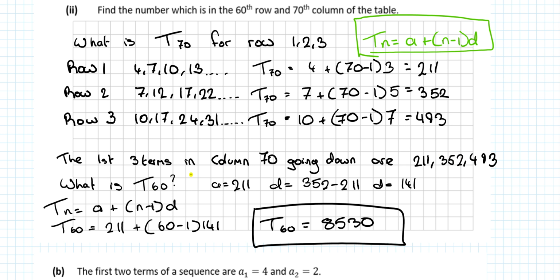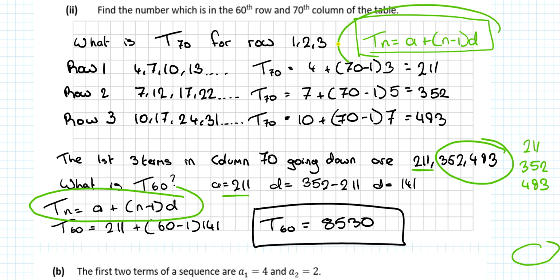What is the 60th term? So again, this is like going downwards, 211, 352, 493, and then I want the 60th term of that. So it's again very similar. I need to find the first term, which would be 211. The common difference between these two will be the same as the common difference between these two. It's worth checking. It's 141. And then I'm using Tn is equal to, as I've highlighted up here, because it's an arithmetic or a linear sequence. And you can find T60 then.